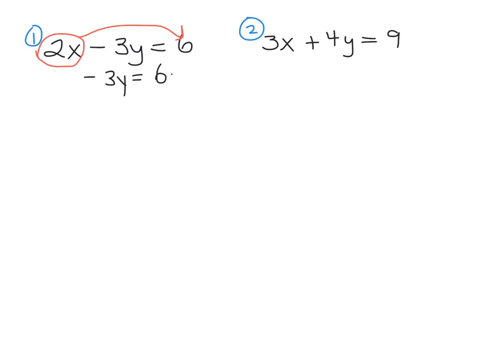equals 6 minus 2x. And I can't just leave it like this because yes, I have isolated for the letter y. I've gotten the y by itself on the left-hand side, but I also need to get rid of the negative 3 that is attached to that y. So that means that I'm going to have to divide every single term by negative 3.